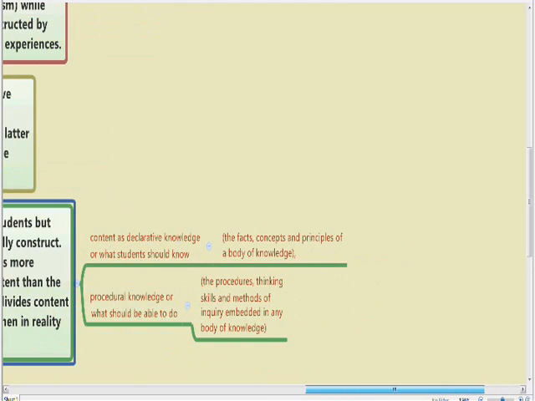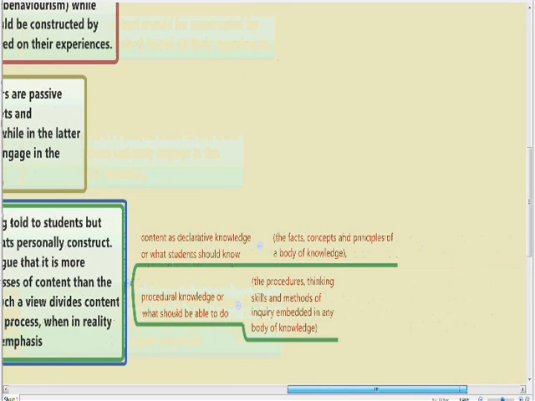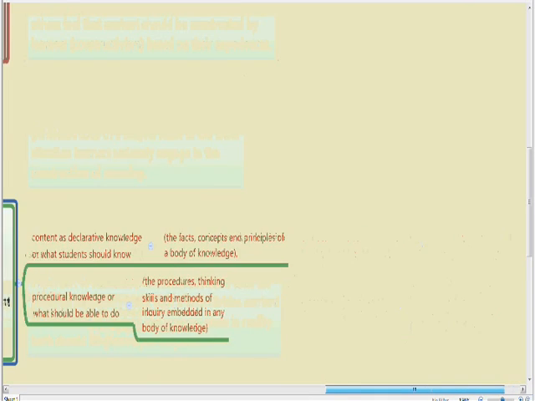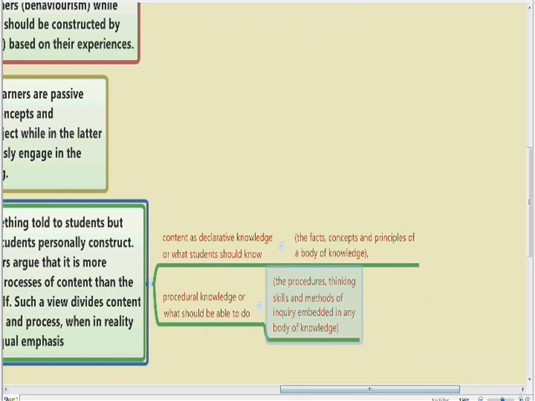Okay, so it will cover things like facts, concepts, principles, body of knowledge, right? So if you view knowledge as declarative, this is all your concern. But if you view knowledge as procedural, what one should be able to do, then you will focus on things like procedure, thinking, skills, method of inquiry, things like that.